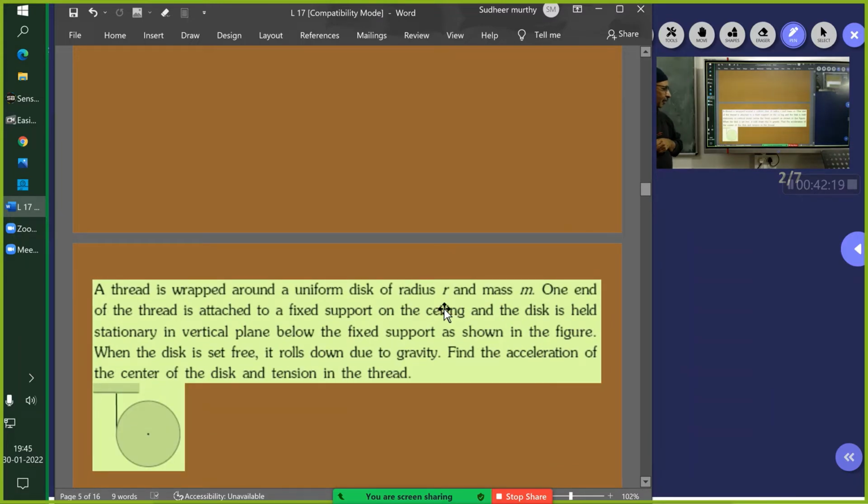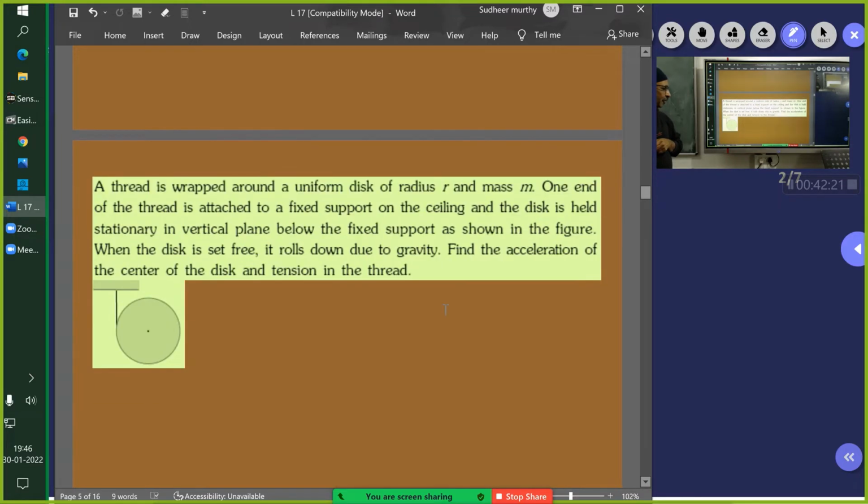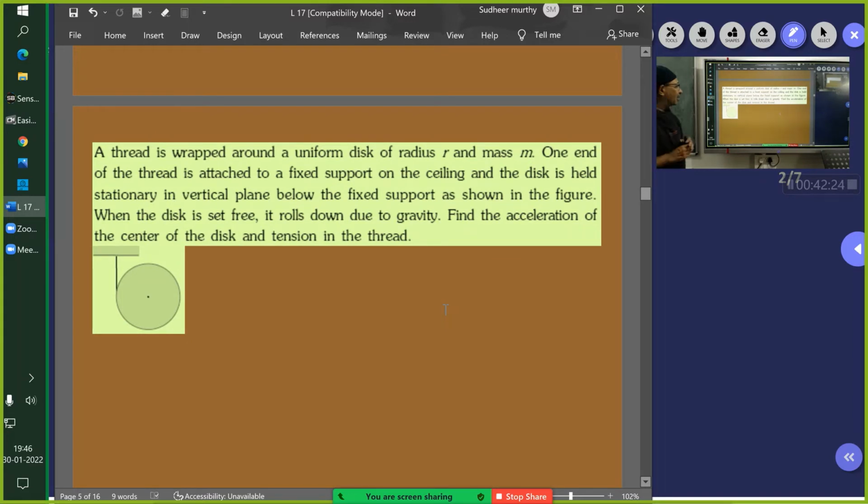Fine. Now it's a similar problem, but not exactly the same. A thread is wrapped around a uniform disc of radius r, mass m. One end of the thread is attached to a fixed support in the ceiling. The disc is held stationary in the vertical plane. When the disc is set free, it rolls down due to gravity. Find the acceleration of the center of the disc and the tension in the thread.